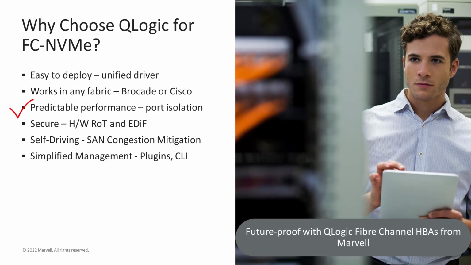QLogic's port isolation architecture ensures predictable per-port performance. That's something competitor offerings cannot guarantee. QLogic HBAs are secure with hardware root of trust and the ability to support encrypted data in flight in select models. QLogic SAN congestion mitigation technology helps address slow drain issues in real time. All features are standard in the firmware, and there's no extra software licenses to buy like with competitor offerings. And QLogic's QConverge console is available to integrate into VMware and Windows System Administration tools to simplify management at no extra cost. Also available in PowerShell Kit and CLI format.